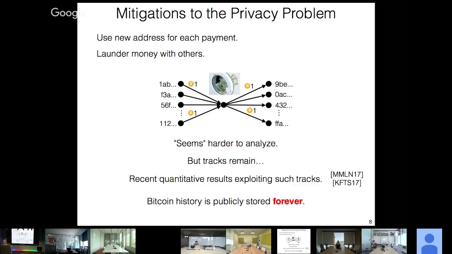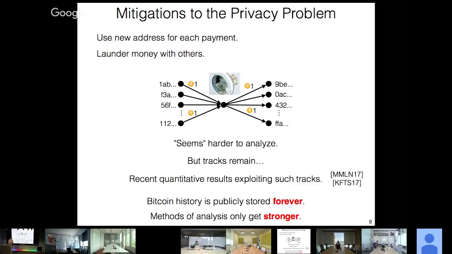And at the end of the day, the history of all transactions is there to stay forever. Maybe today you don't really understand it, maybe tomorrow you understand it better. And as you correlate more and more addresses with the real world, the amount of information that you understand about the transaction graph monotonically increases, right? It just never comes down. It can only go up.